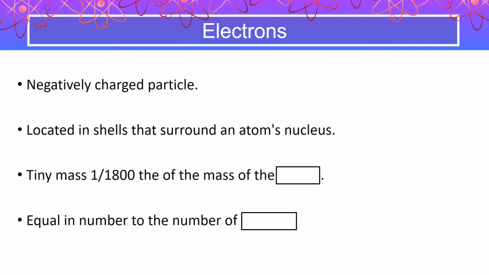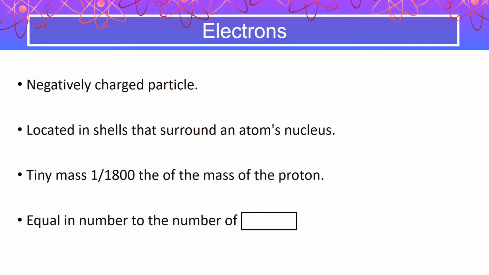If you had a proton and you split it into 1,800 pieces, just one of those pieces would have the same mass as the electron. So they're about 1/1800th the mass of a proton. So very, very, very, very tiny.